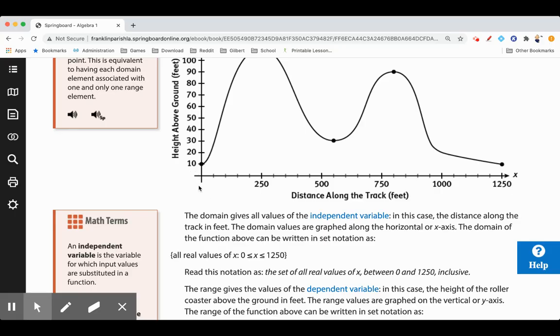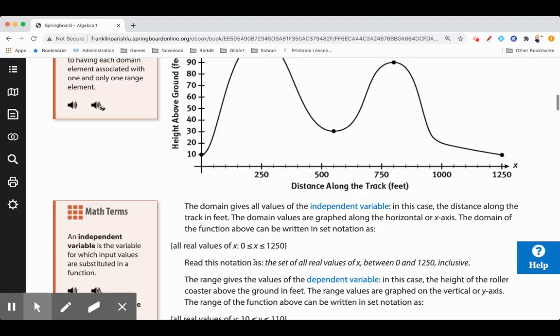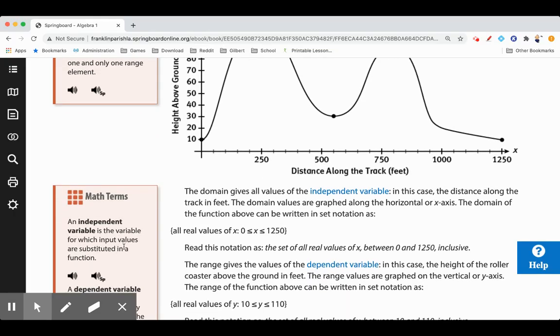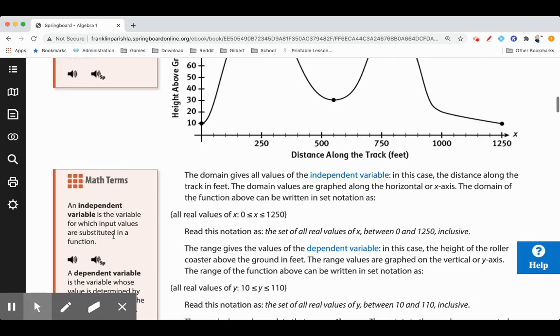You can't have negative track, so that wouldn't be a real value. You can't have -5 feet of track. But from 0 to 1250, that is our domain. So x is in between 0 and 1250. We write it as an inequality to show that it's inclusive. It's got the less than or equal to signs on it to say it includes 0 all the way up to 1250 feet. So independent variables are the variables in which the input values can be substituted in a function.